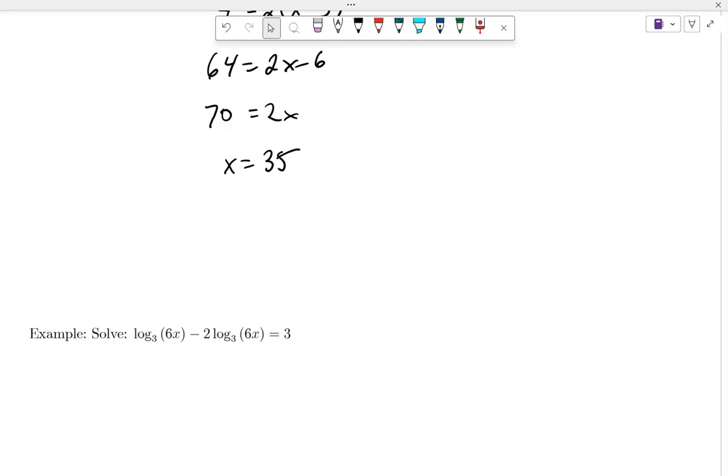The 2, right? I can't combine these two together until I have coefficients of 1 out in front, right? So what do I need to do with that 2? Make it an exponent on the inside, right? Bring it up as an exponent. So I'll have log base 3 of 6x minus log base 3 of 6x, the whole thing squared, equals 3. Remember, the exponent goes up on the whole inside, right? So it's all those parentheses.